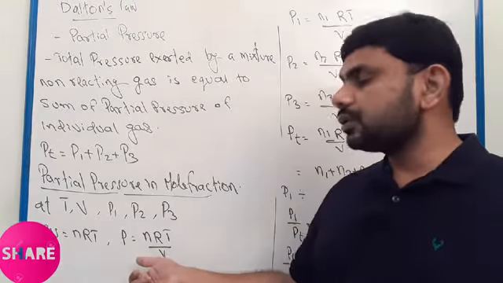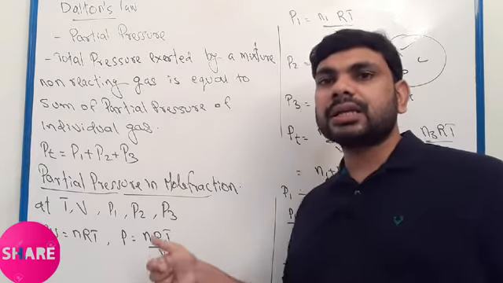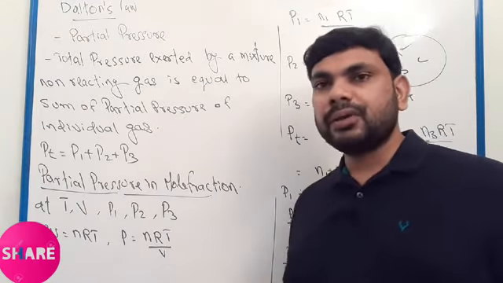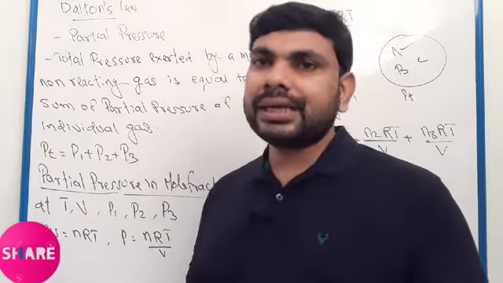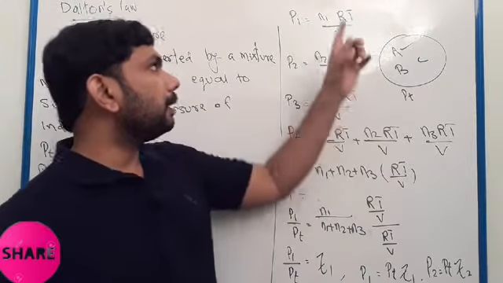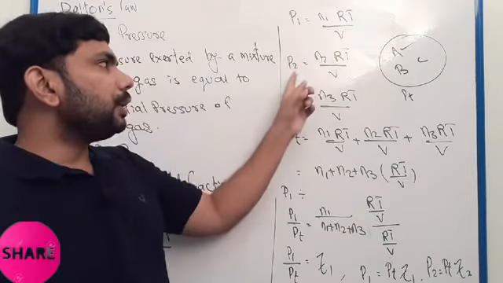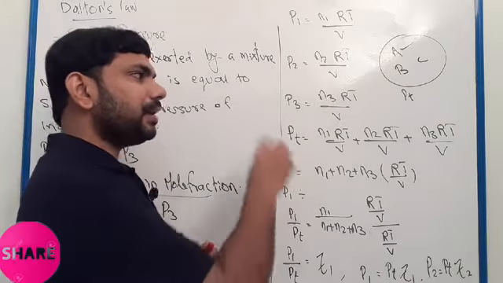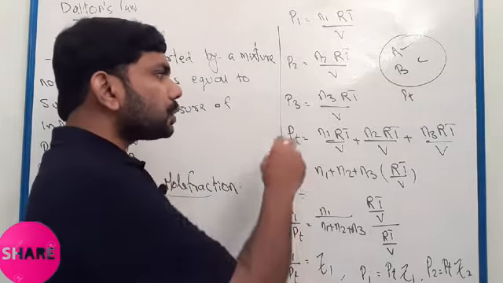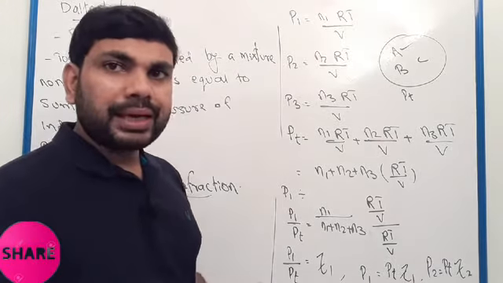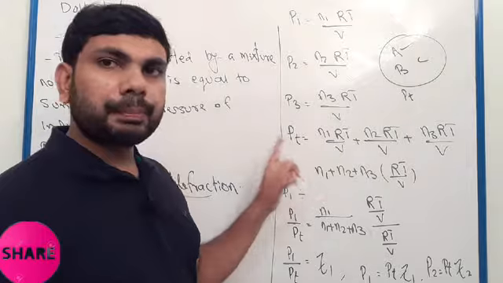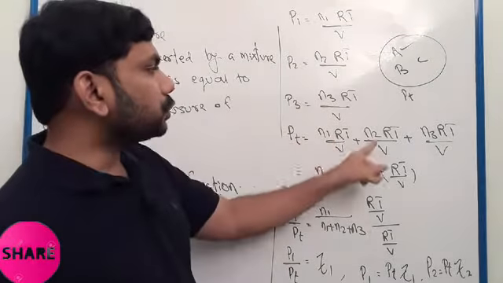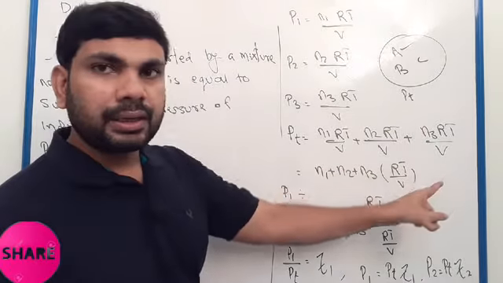So you can say P1 equals n1RT divided by V, P2 equals n2RT divided by V, P3 equals n3RT divided by V. According to Dalton's law, the total pressure PT equals P1 plus P2 plus P3. What is P1? P1 means n1RT by V, n2RT by V, n3RT by V.